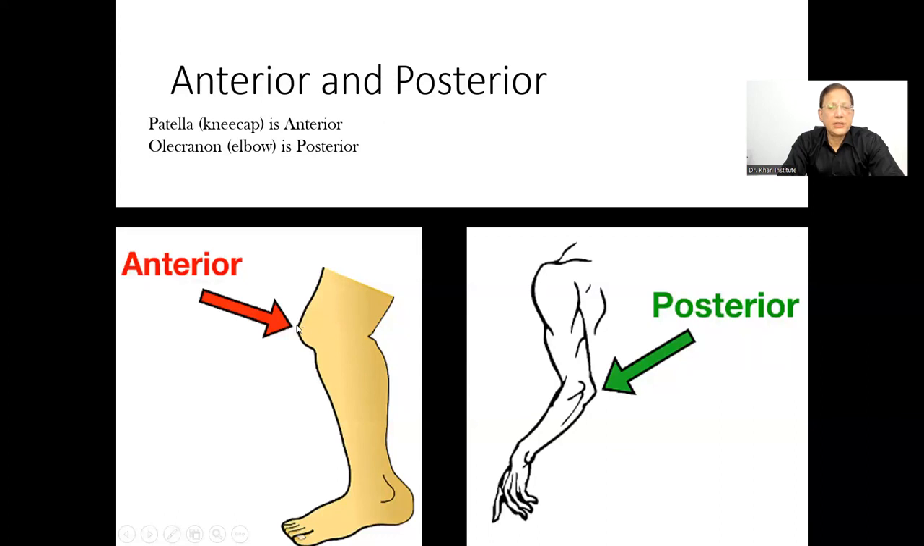Here in this image, this is the knee joint. So the knee joint is anterior, while the elbow joint is considered to be posterior.